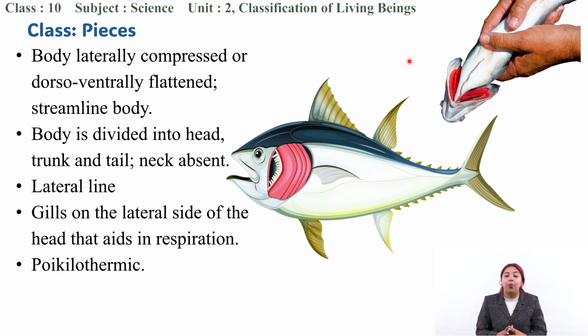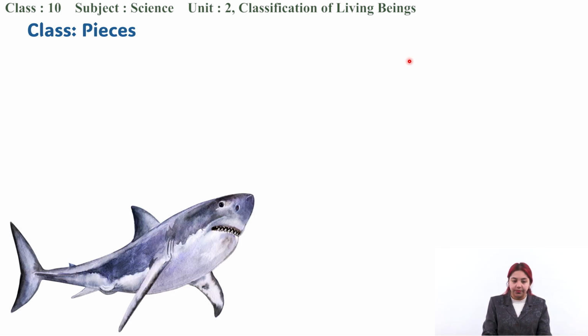Now, they are poikilothermic. Poikilothermic is another term for cold-blooded organism. In a poikilothermic organism, the body temperature changes according to the temperature of the external environment. So, Pisces are cold-blooded organisms.